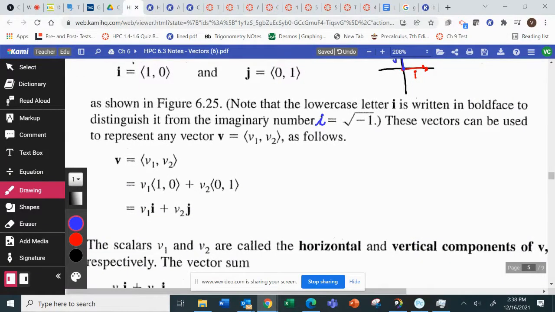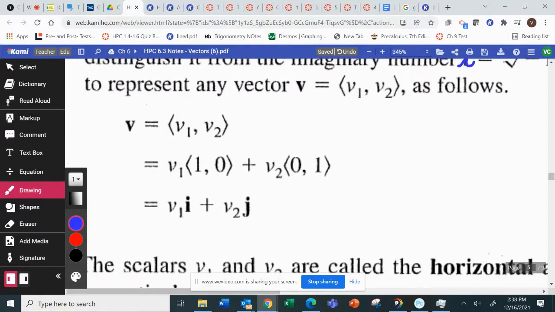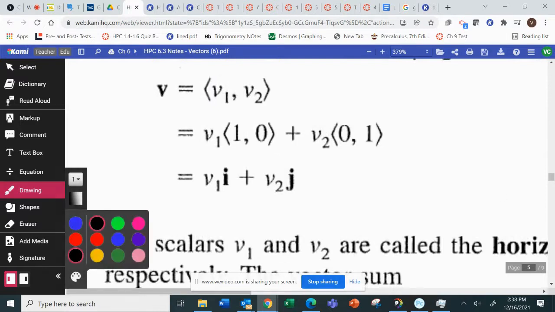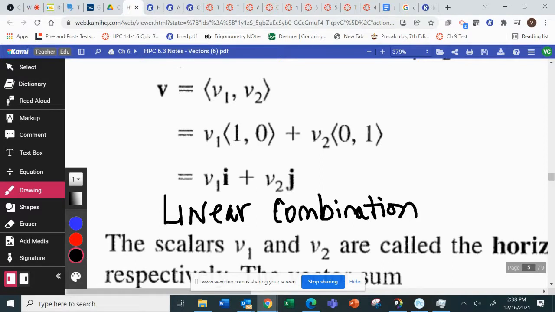Now, we can take any vector at all, and we can take the component form v1, v2, any vector at all, and we can rewrite it, and this is called a linear combination. It's written down below, but this is called a linear combination. It's called a linear combination when we have the i and the j. If we have it in the chevrons, it's called component form. If we have the i and the j, linear combination.